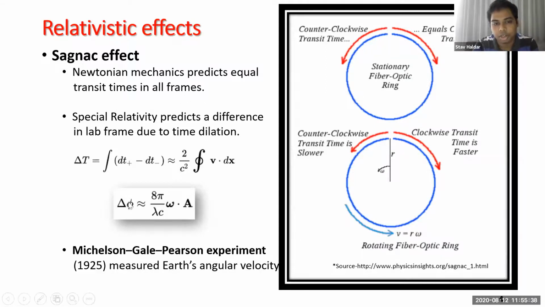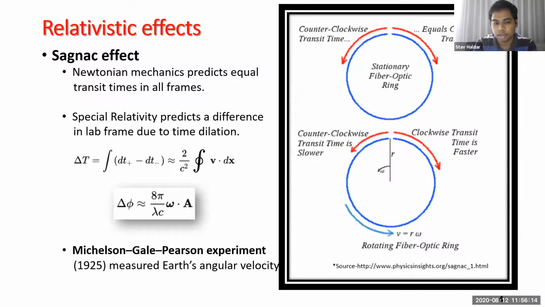and that, translated into the phase difference, will be proportional to the angular frequency of this rotation, because this time difference is obviously proportional to the velocity and also the area of the interferometer. So this is a typical Sagnac effect that you see in interferometers. It's proportional to the angular frequency, and it's also proportional to the area of the interferometer. And these are actually important, because you can design very fast rotating interferometers or very large interferometers if you want to see this effect.